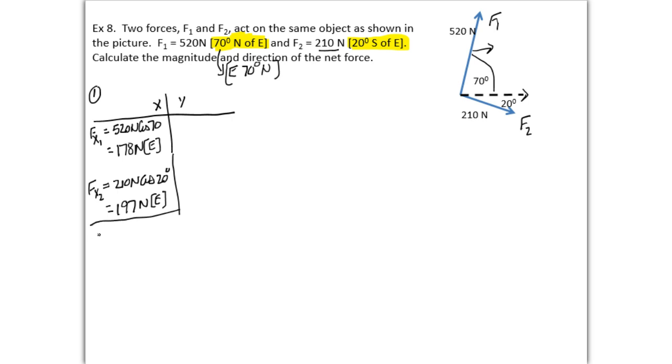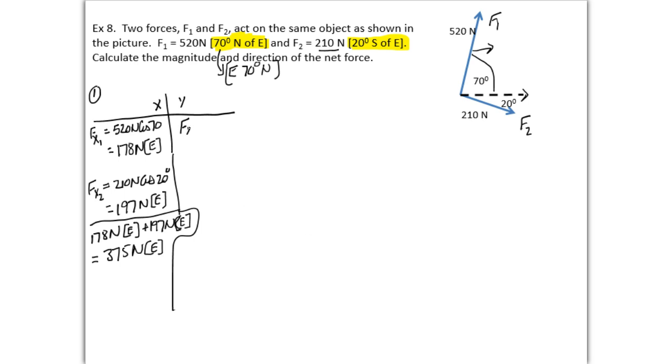If you want, we'll jump right in. Well, not if you want. I'm the one here with the pen, so I'm going to jump in and do my total. So 178 newtons east plus 197 newtons east, square brackets, same direction, so there's no need here to change anything. So it's a straightforward addition, 375 newtons east, and boom, that was done. So you get your total there.